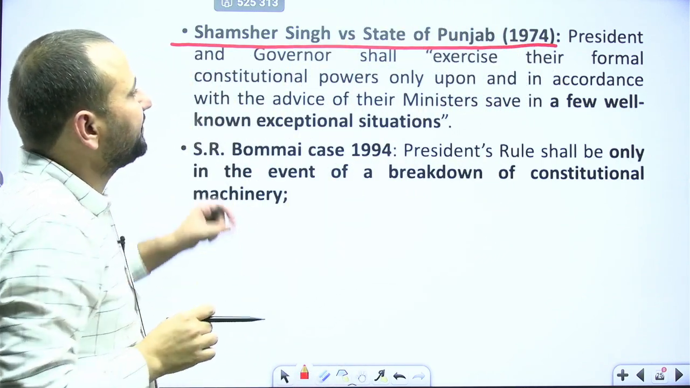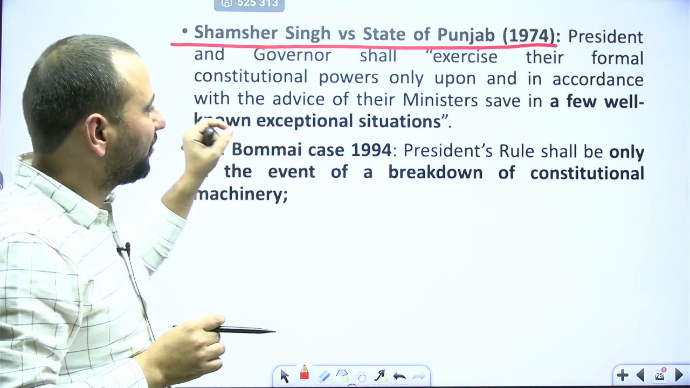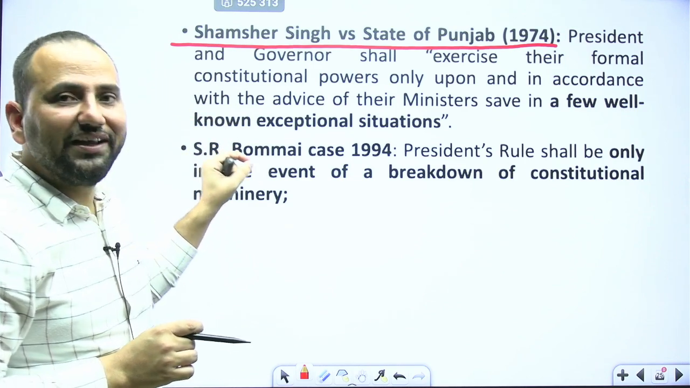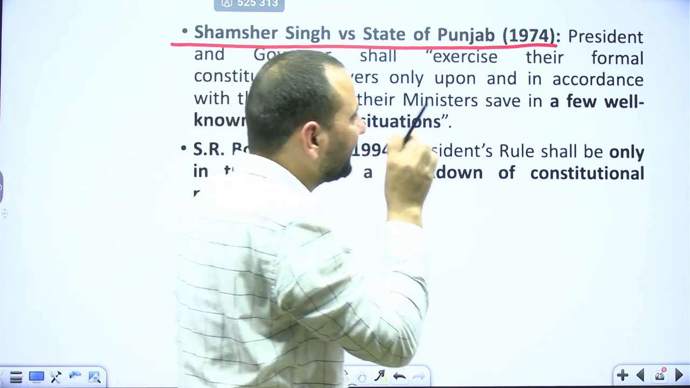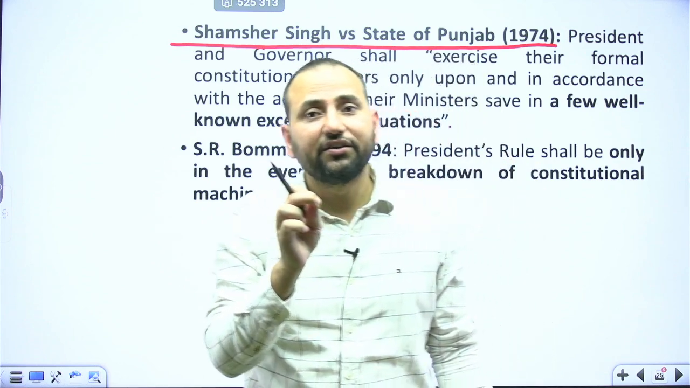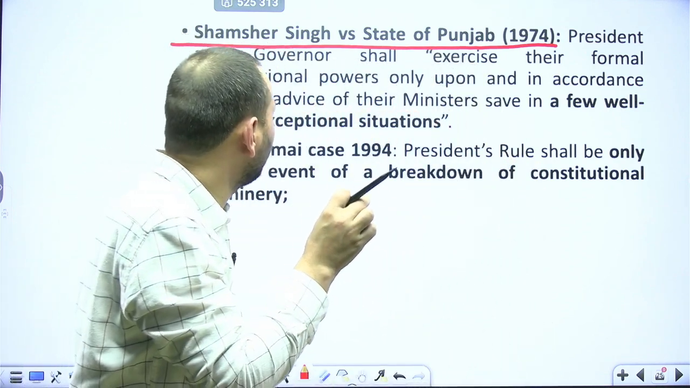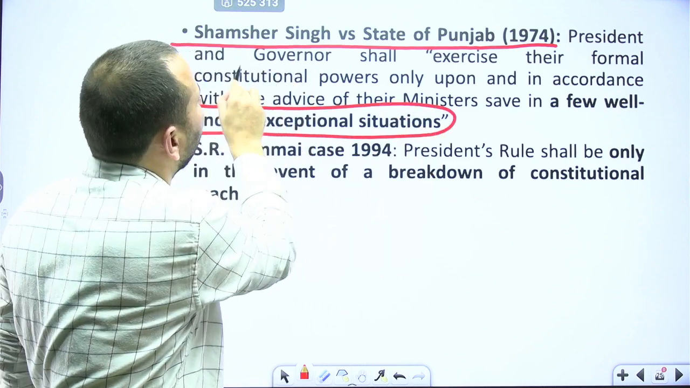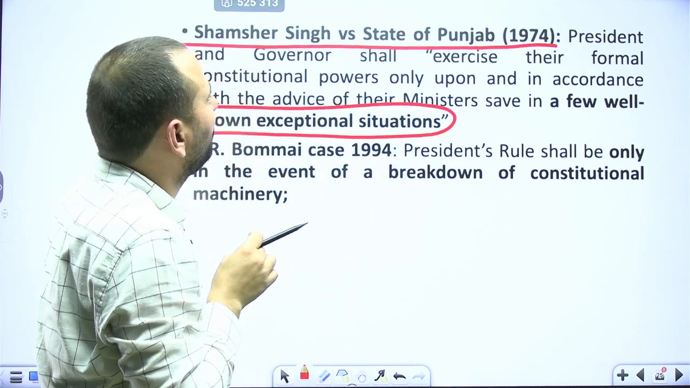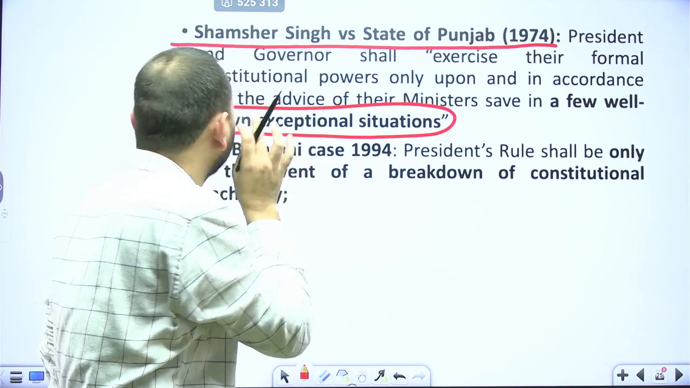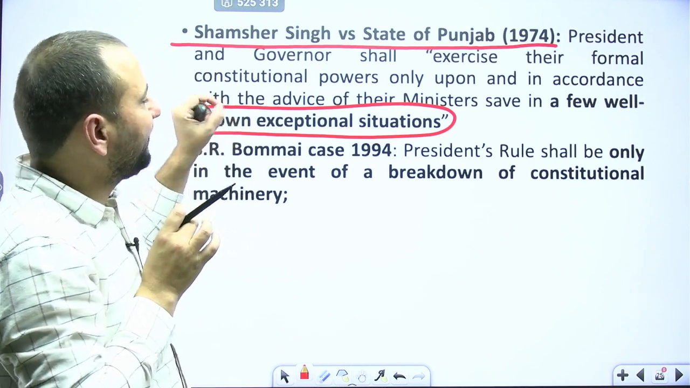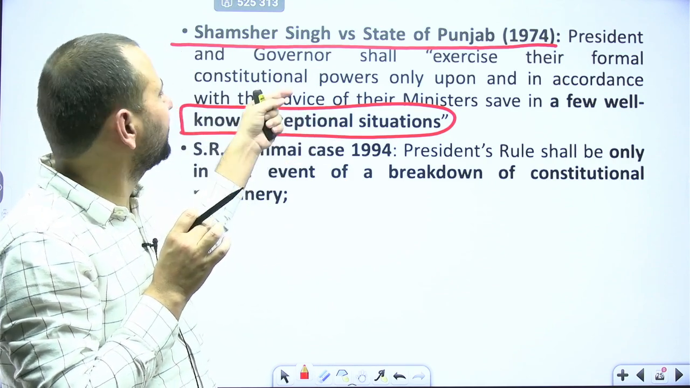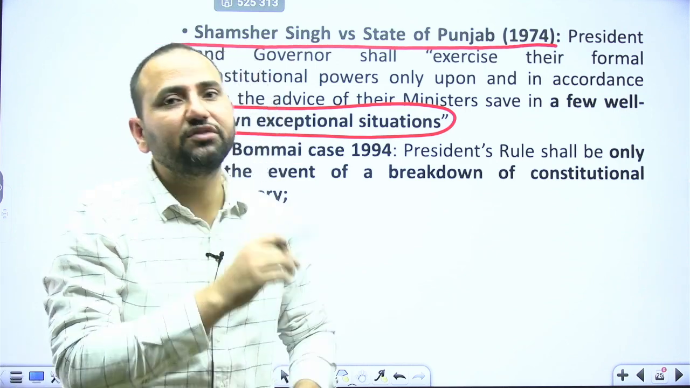If you see this, it is specified that the president as well as the governor, these two structures, we have to understand that the president as well as the governor work on the aid and advice of the ministers, and there are some exceptional cases where they do not work on the aid and advice of the structure. But we have to understand that there are only some exceptional cases where they do not work on the aid and advice of this structure. Otherwise, they work on the aid and advice of the structure. And whenever we talk about the president and governors, we have to understand this very clearly, that they have to do the constitutional functions which have been specified, the constitutional powers which have been specified.